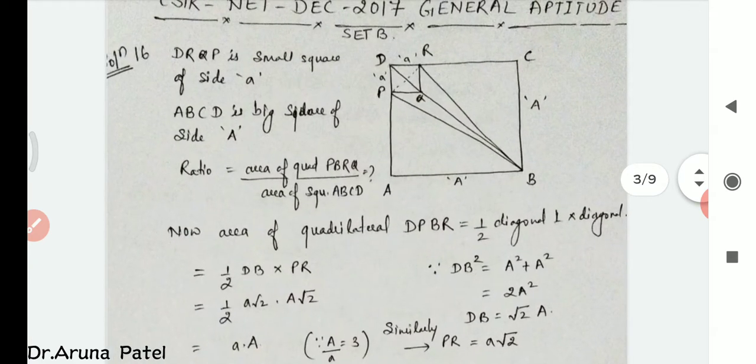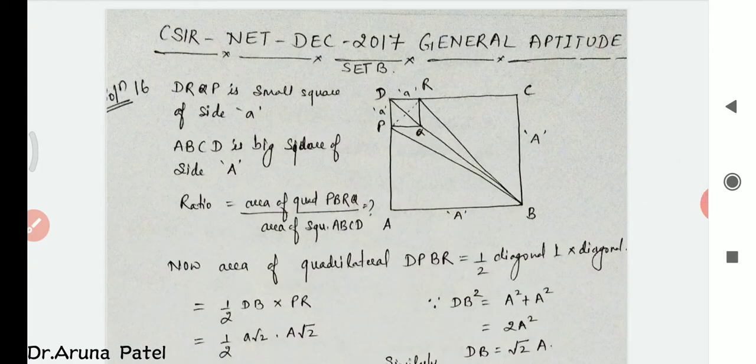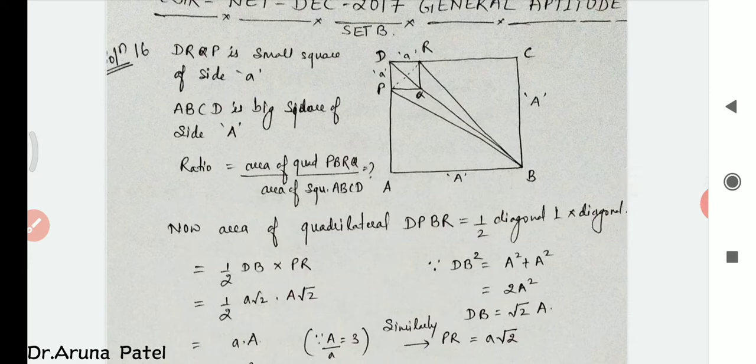So this one is of NET December 2017 and from set B. See in the figure, DRQP is a small square whose side is small a. Now ABCD is a big square of side capital A. We have to find the ratio of the area of quadrilateral PBRQ to the area of the square ABCD. Now the area of the quadrilateral DPBR is half diagonal 1 into diagonal 2. This is the basic formula. Here DB is the bigger diagonal and PR is the smaller diagonal. So half DB into PR.